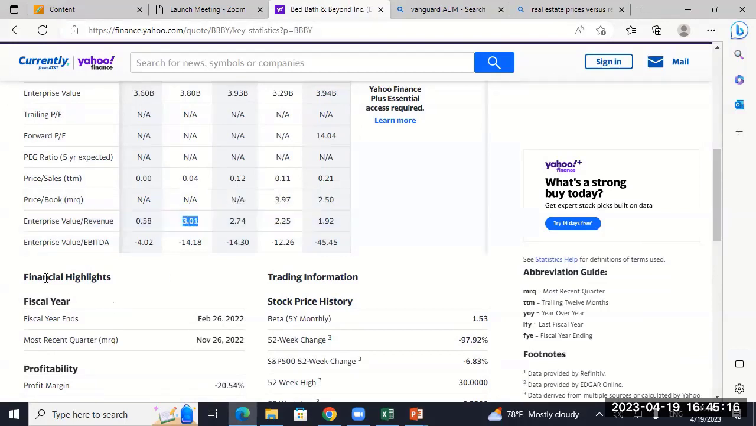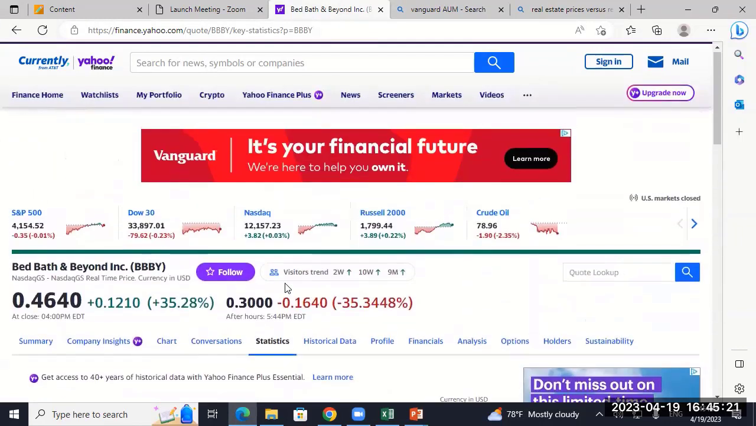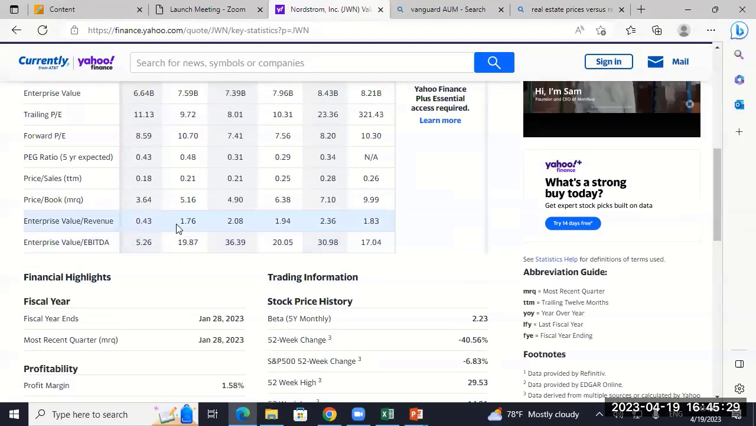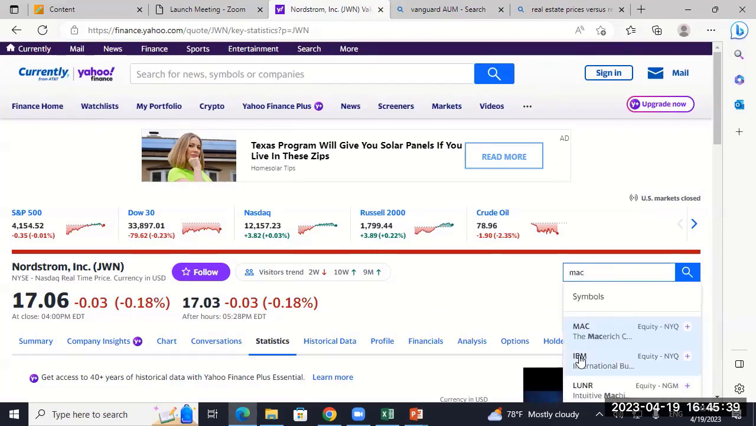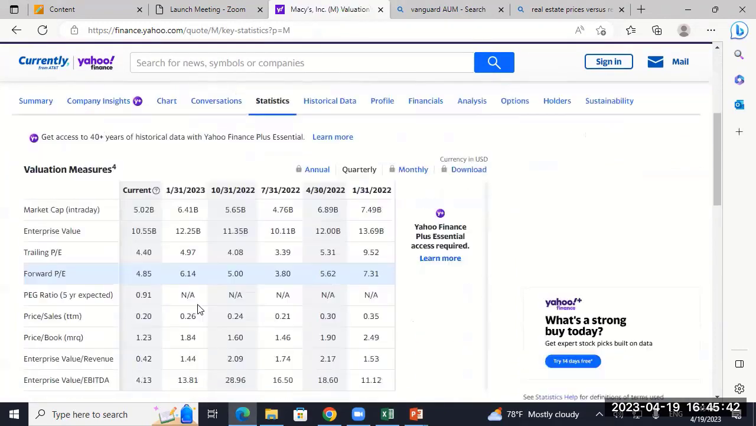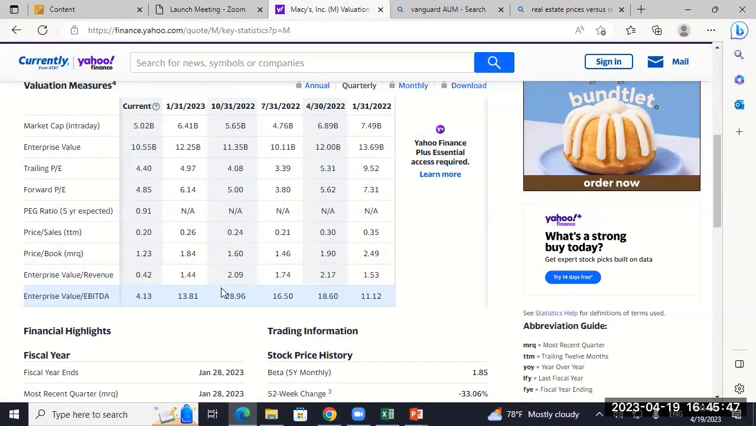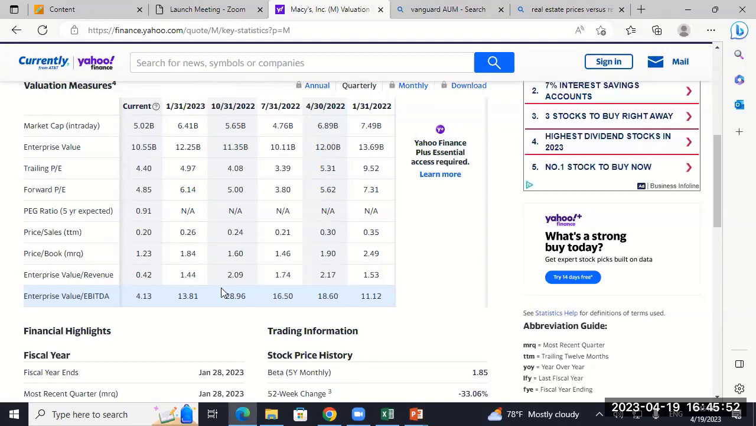So you're paying $3 for $1 of sales for Bed Bath & Beyond. For Nordstrom's, you're paying only $1.76. So that's pretty interesting. So Bed Bath, as bad as they are, they still look expensive on a revenue basis. And Macy's, their EV to revenue is pretty close to Nordstrom's, 1.44. So when you have similar companies and you look at them, that gets a little more exciting.